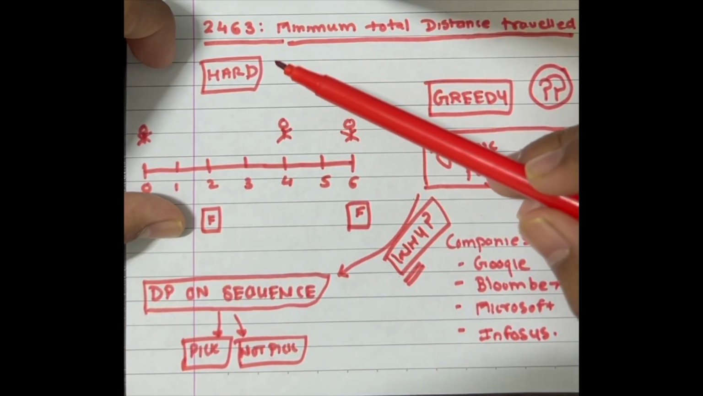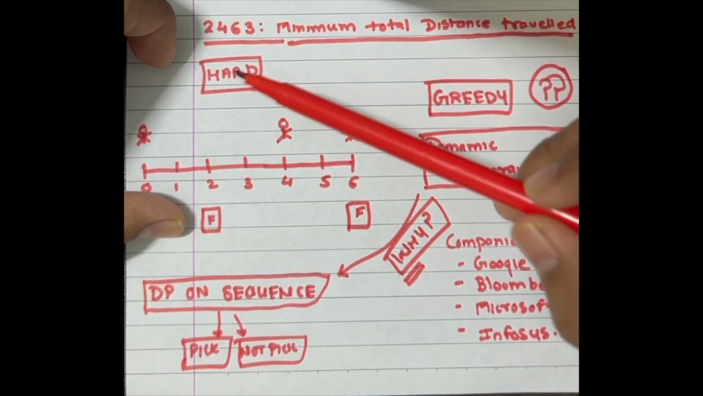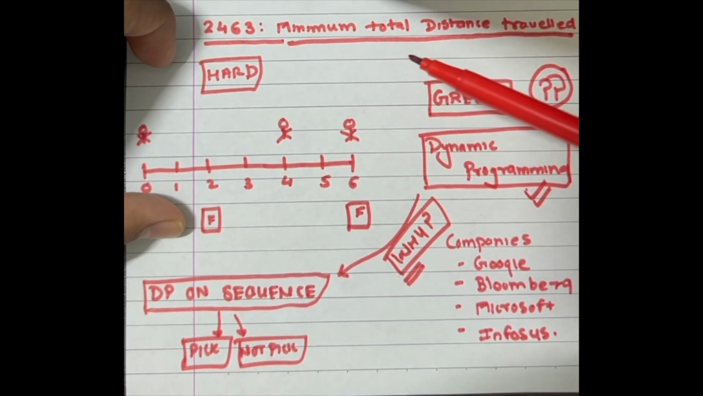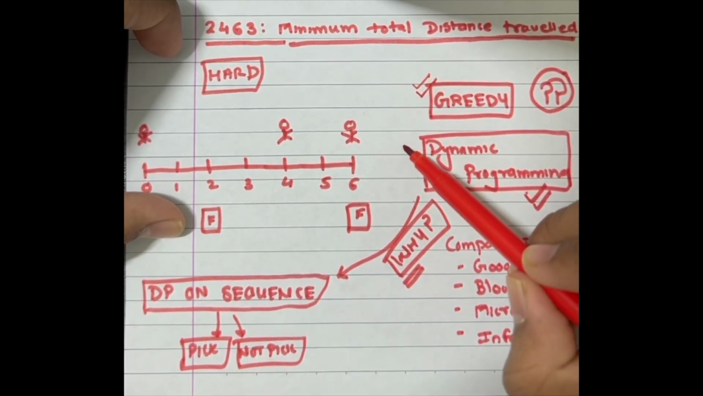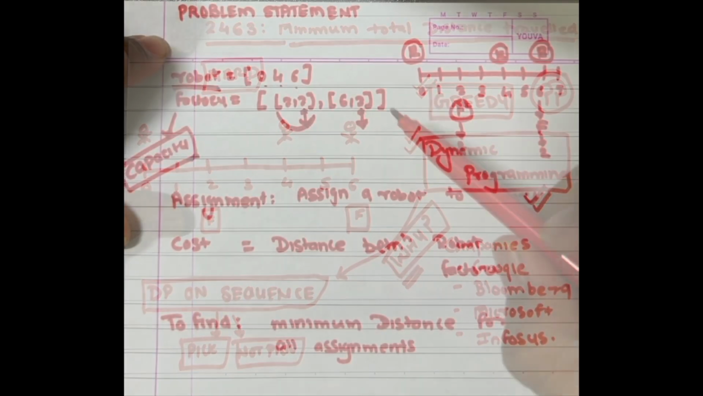Okay, so LeetCode 2463, Minimum Total Distance Traveled. This is Mark Hart on LeetCode. Till the end of this video, we'll know why only a greedy solution will break and where dynamic programming comes into the picture. Okay, so let's break down this problem.